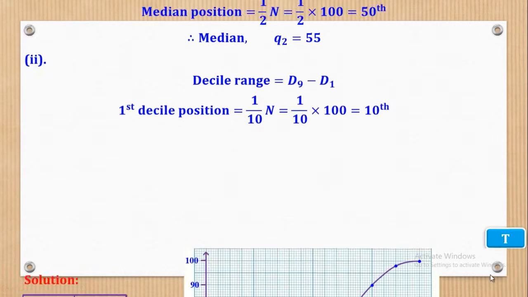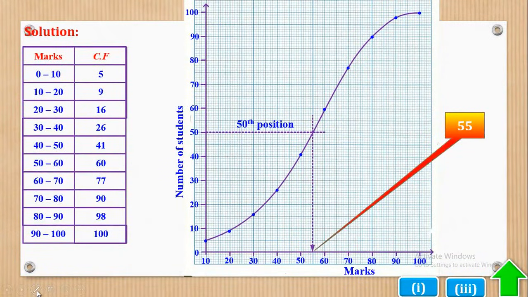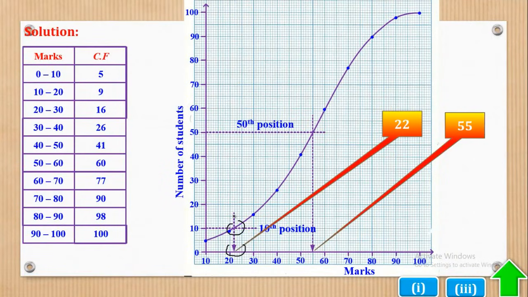Therefore, you'll come here and locate your 10 on the vertical axis. Take a horizontal line to meet the curve, then draw perpendicular to meet the horizontal axis and read off that value, which is 22. That is D1. What about D9?